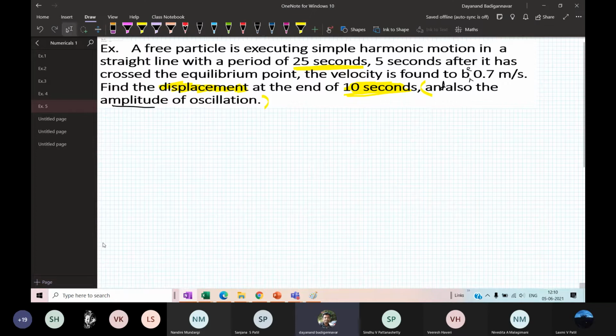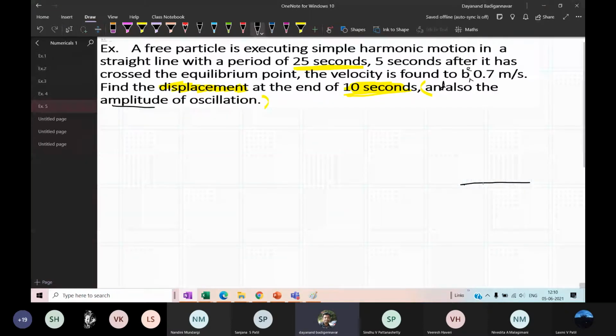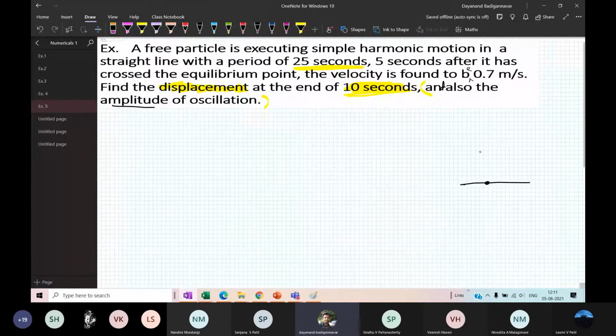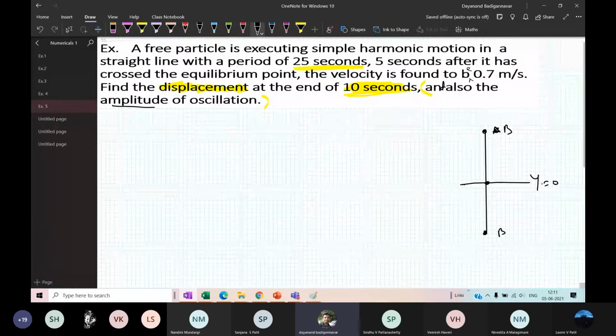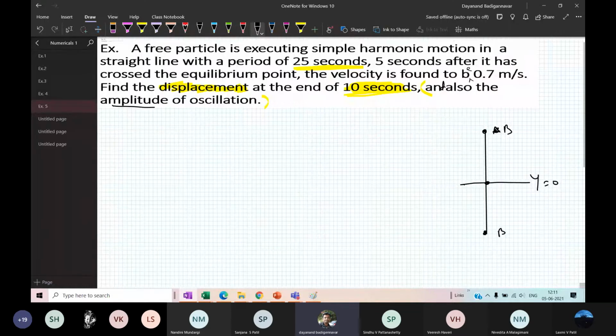So read the problem again. A free particle is executing simple harmonic motion. So there is a simple harmonic oscillator, oscillating between A and B. This is B and this is A. This is the equilibrium point. It may be a spring-mass system or a particle oscillating like this. They have not mentioned that it is a spring, so it is executing simple harmonic motion.